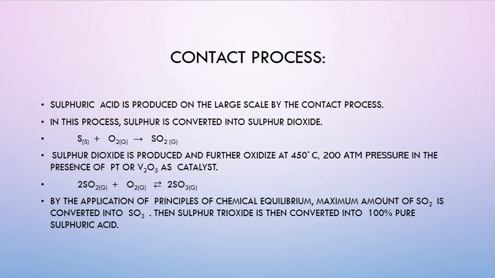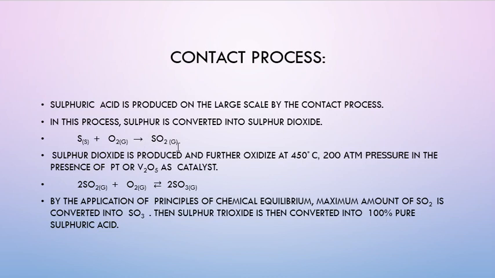Second is the production of sulfuric acid, which is also very important in industries. Sulfuric acid is produced on a large scale by the contact process, and the process through which this sulfuric acid is produced is known as the contact process. For the production of sulfuric acid, what is going to happen? In this process, sulfur metal, which is solid, is firstly going to react with oxygen to give sulfur dioxide. This is a complete reaction, not a reversible reaction.